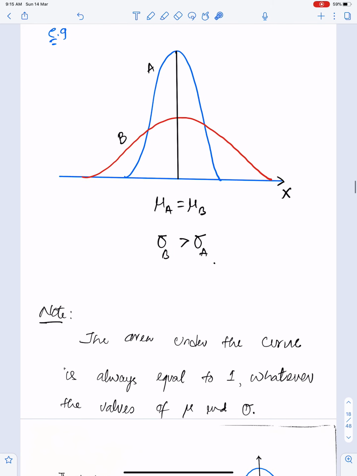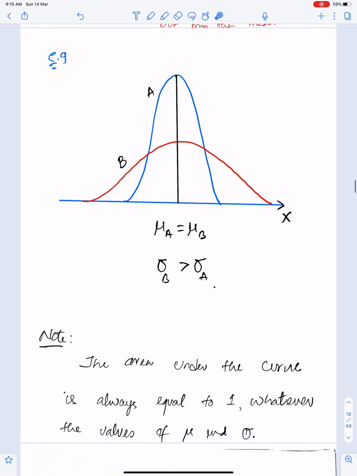Well, the area under the curve is always equal to 1, whatever the values of mu and sigma. The area under the red curve and the area under the blue curve will always be 1.